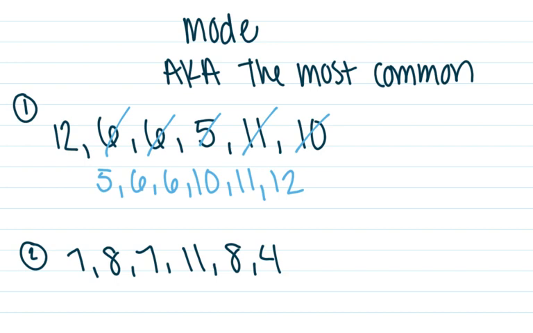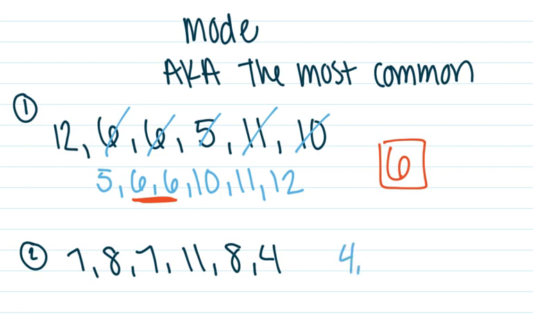I see 1 5, 2 6s, 1 10, 1 11, and 1 12. So the number that I see the most are these 6s. There's 2 of them. So that means that the mode is 6. It's as simple as that. You just look at the data and see which one you see the most, which one has the most repetition of that number.